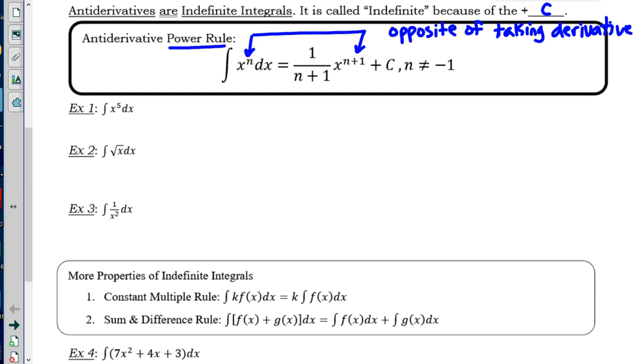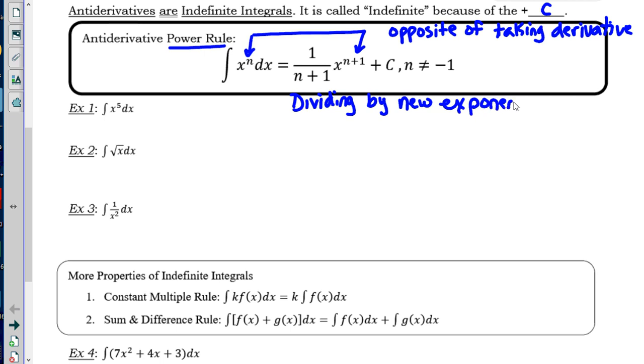Now, if you think about when we're taking a derivative of a power rule, we multiply by whatever our exponent was. So in the antiderivative, we're dividing instead of multiplying, and we're dividing by the new exponent.